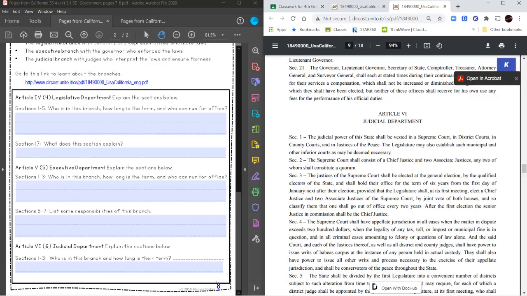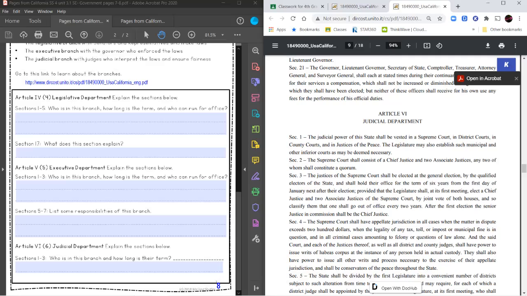Now, what do they mean by a quorum? So they're basically talking about a majority. So any 2 of those 3 can create that majority when they're trying to make a decision. It can be either the Chief Justice and one of the associates, or it could be the 2 associates. It's basically just based on majority.